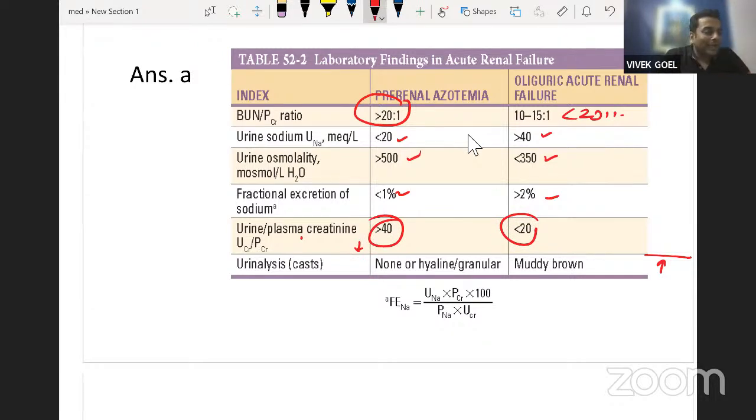In short, in pre-renal AKI, BUN increases disproportionately more with respect to creatinine. In oliguric AKI, I mean in intrinsic renal AKI, it is the creatinine which increases more disproportionately to the BUN. I hope this is clear to all of you. And this is, of course, the formula of FeNA.